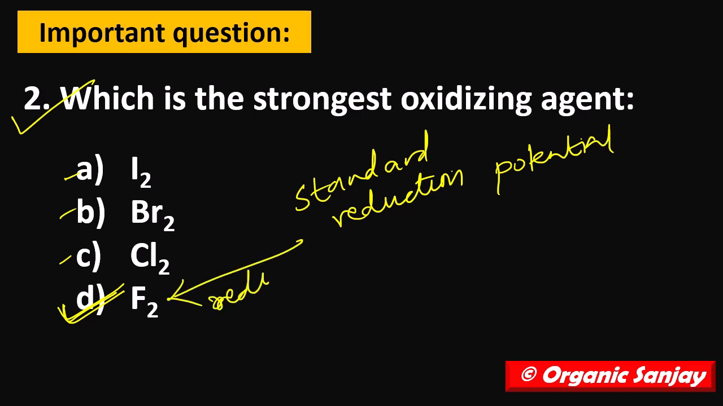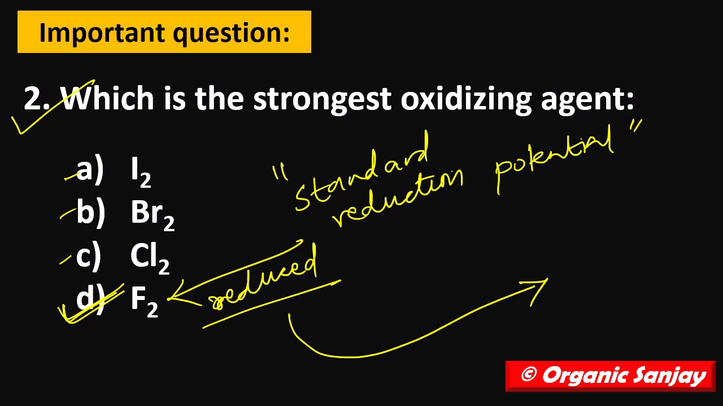It has a very high ability to get reduced. It means it will oxidize others and itself gets reduced. So it will reduce itself but oxidize others. So it is the strongest oxidizing agent. It has the highest value of standard reduction potential, it reduces itself but oxidizes other elements. So the right answer is fluorine.